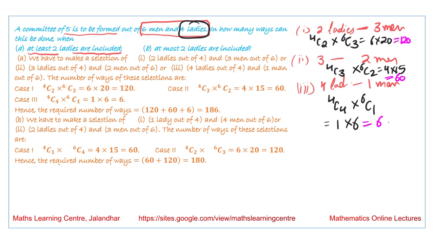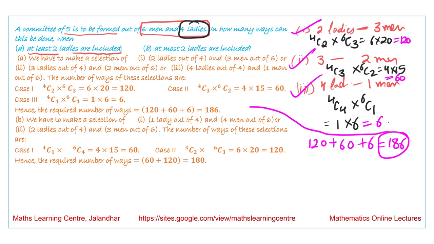So by the fundamental theorem of addition, these are 3 different cases we have. The final answer we obtain is 120 plus 60 plus 6, that is equal to 186. We have total 186 different ways.